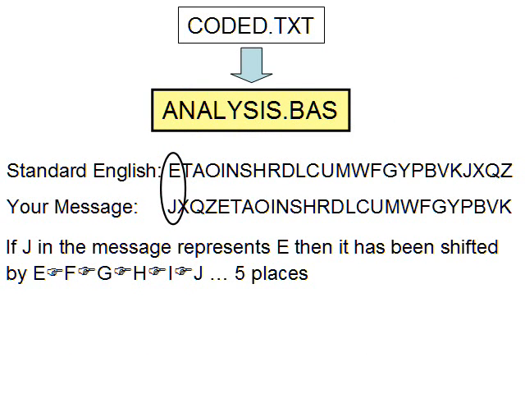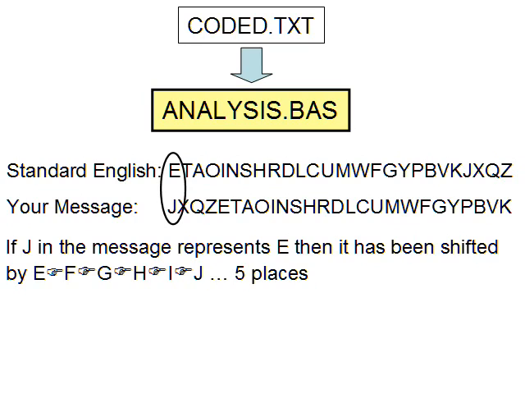The second part of the project is to write an analysis program which takes a coded message and helps you to decide how many places it has been shifted. It's up to you how you do this, but here are some ideas. 1. Print out the letter frequencies and compare them to standard English.